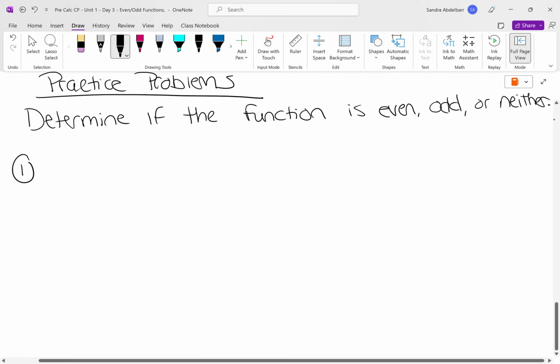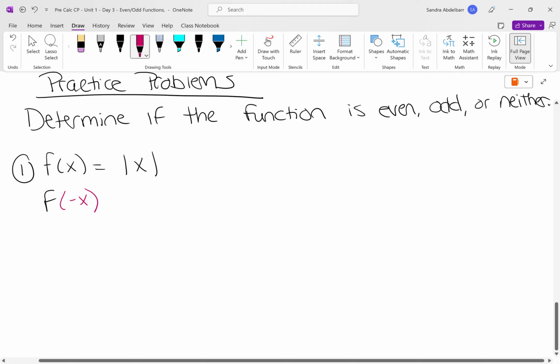All right, first one. f of x equals the absolute value of x. For every problem we're doing, we're taking x and replacing it with negative x. When determining if it's even or odd, we take x, replace it with negative x, then simplify. So we're going to go ahead and do this.